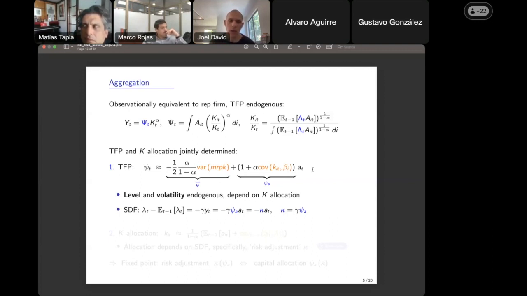So the two key moments here again are the variance of the marginal products, which determines the level of TFP, and the covariance of capital with firm cyclicality, which determines the exposure of endogenous TFP to the exogenous shock A_t. And notice, by the way, that I fed in an aggregate technology shock A_t, but when I measure TFP, like a Solow residual approach, I'm not measuring the exogenous shock, I'm measuring something endogenous that depends on the allocation.